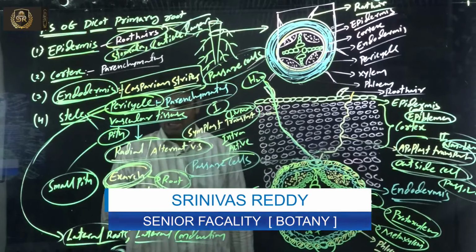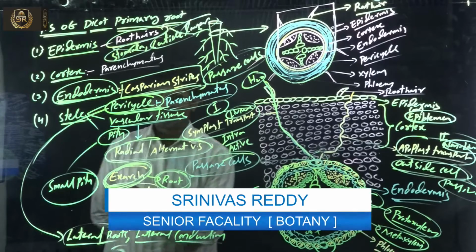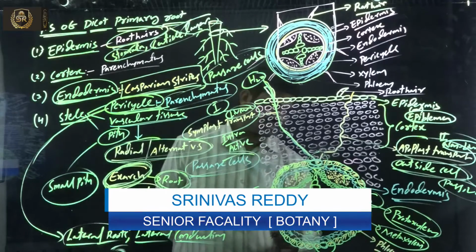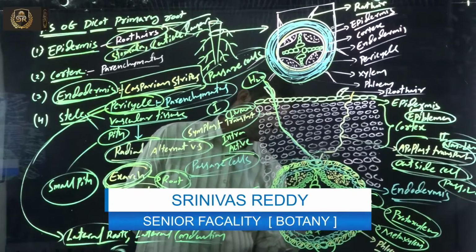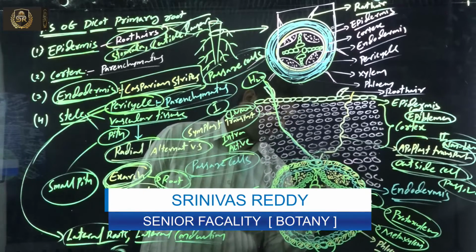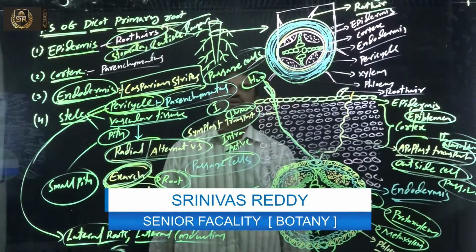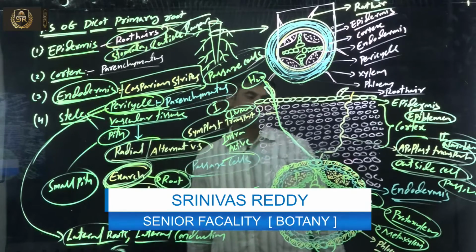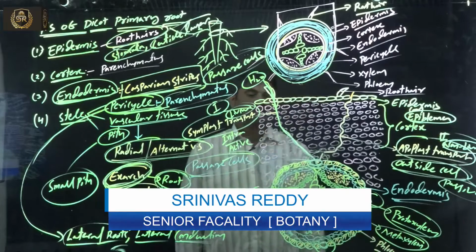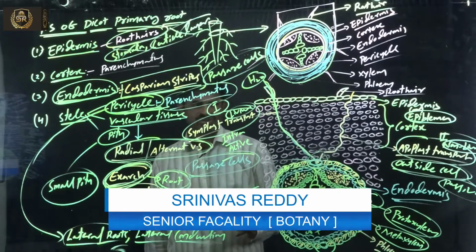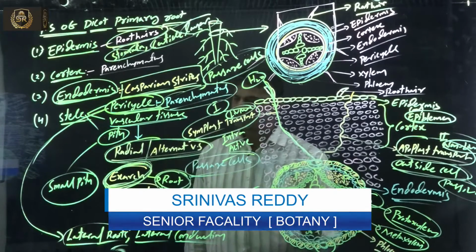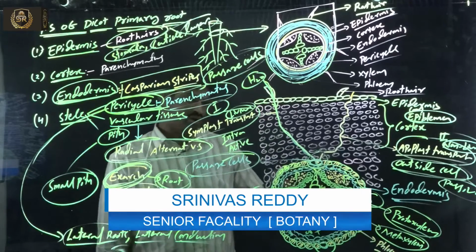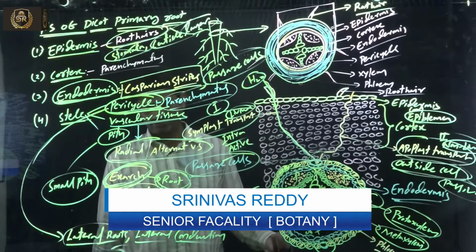Next one, tetrarch condition. Tetrarch condition means four xylem vessels are present: one, two, three, four. So, tetrarch condition. It is a dicot root characteristic feature, tetrarch xylem vessels are present. Tetrarch is for dicot root, and polyarch condition is for monocot root.